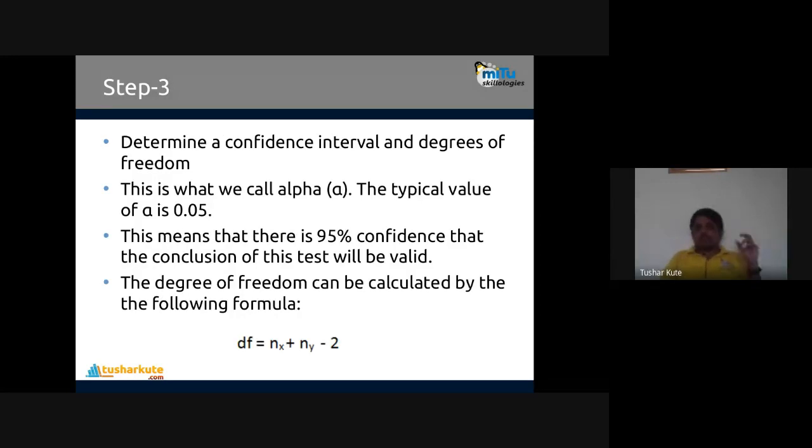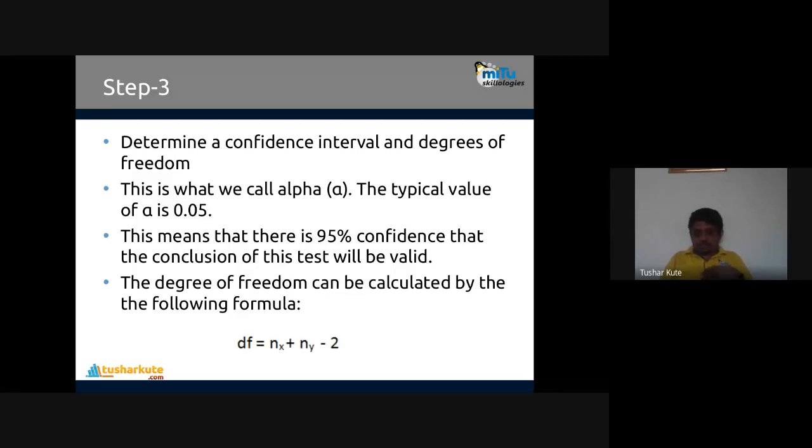Now step number 3 is to determine the confidence interval and degrees of freedom. So what exactly is this? This is what we call alpha, the value of alpha. What is the confidence interval? The typical value of alpha is 0.05. 0.05 is like an error present there. It means that there is a 95% confidence that the conclusion of this test will be valid. That is what we call the confidence interval.